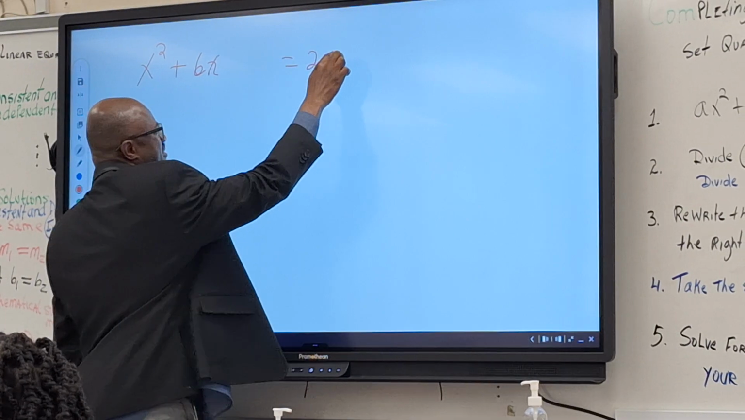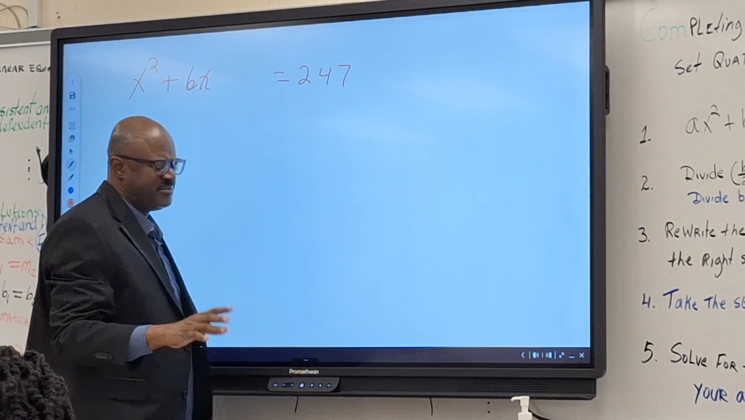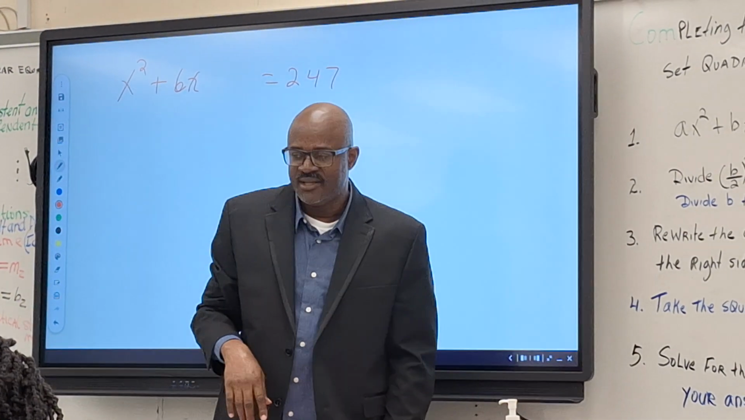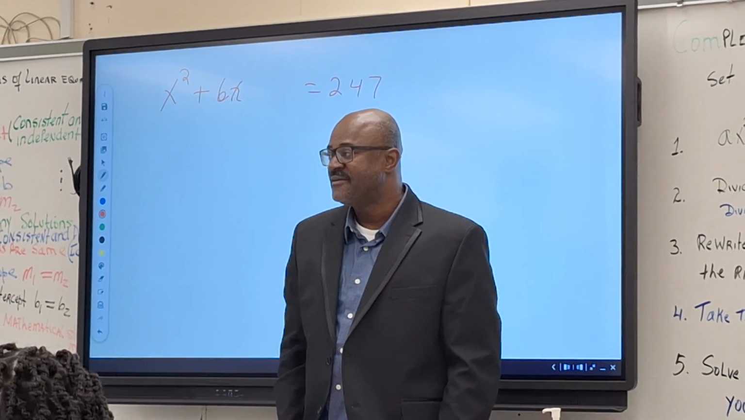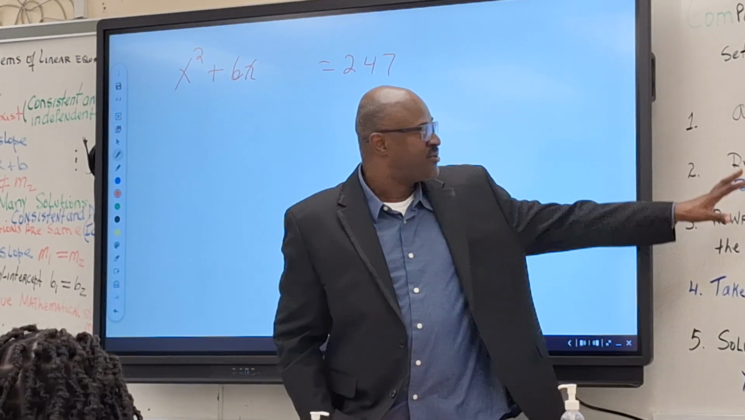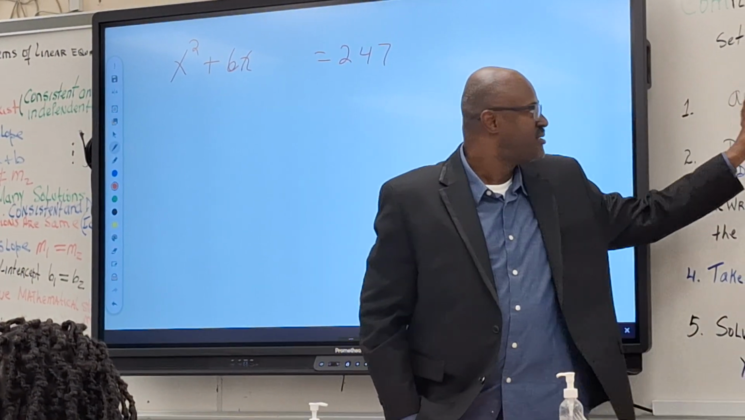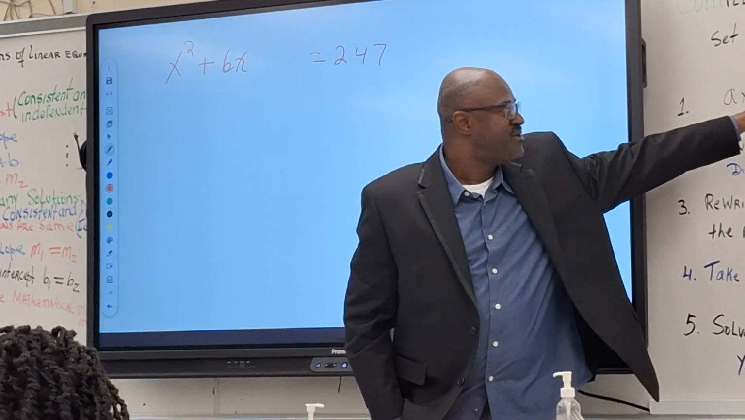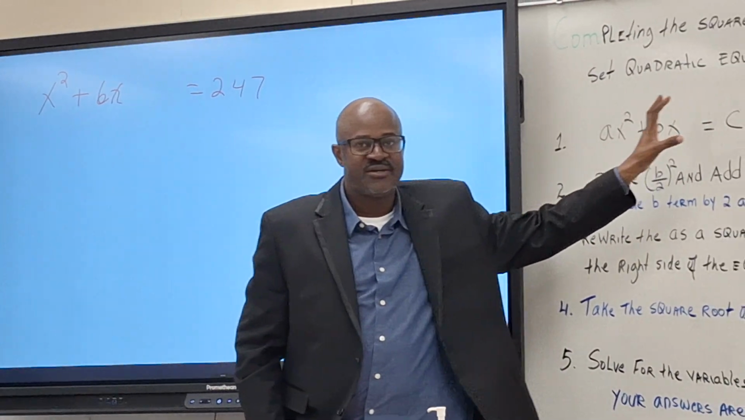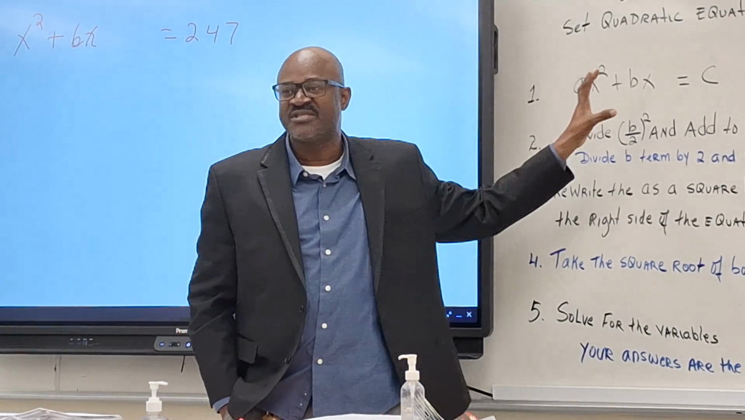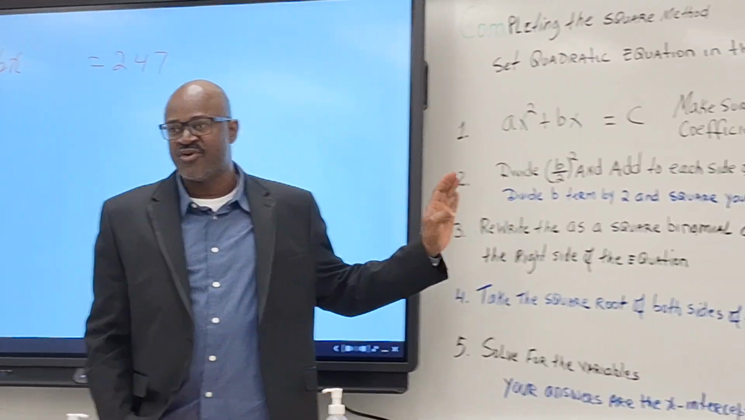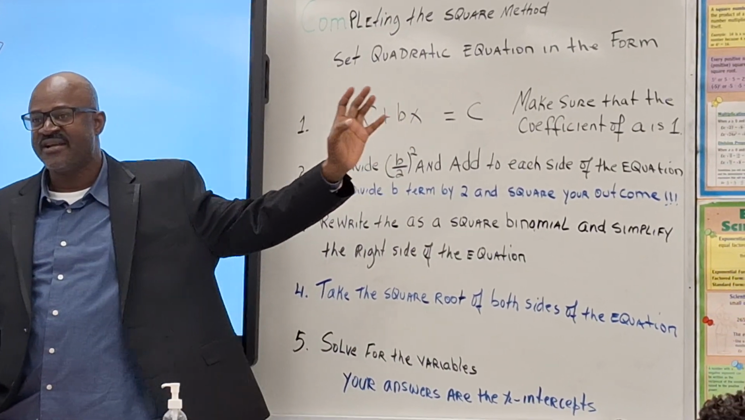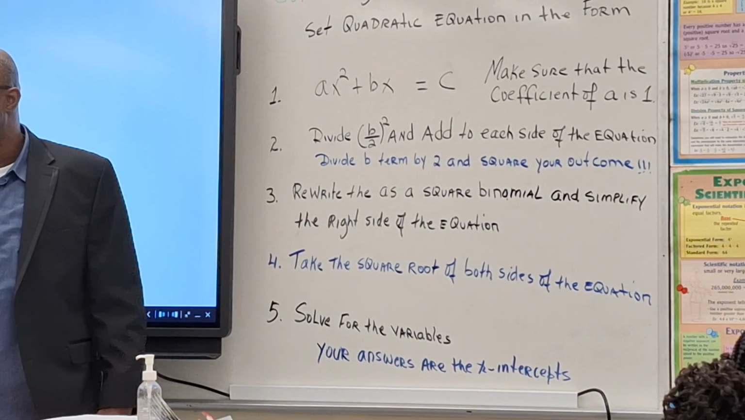You said 247? It doesn't matter. They're all the same, right? These are the easy ones when a is 1. So this is telling you to set your equation this way: x squared plus bx is equal to c. When completing the square, that's how you have to set it up. If it doesn't set up that way, if it's equal to 0, you have to move c to the other side, right? It's telling you exactly what to do.